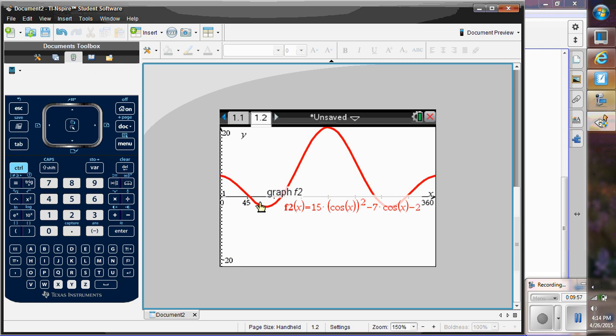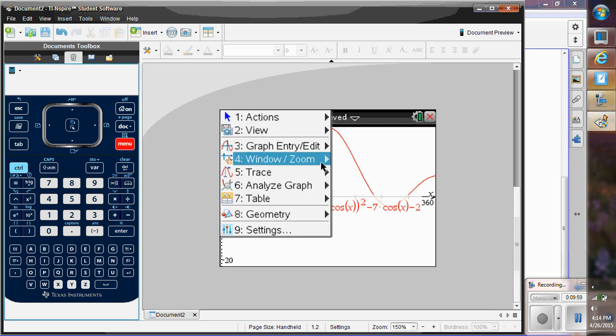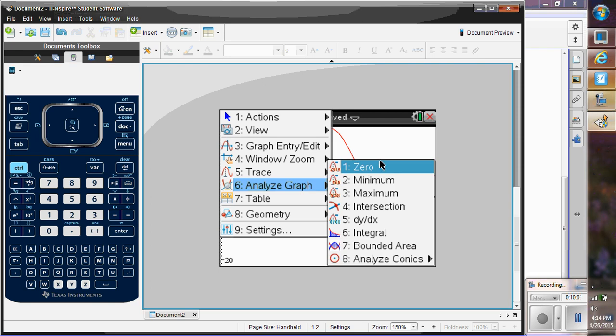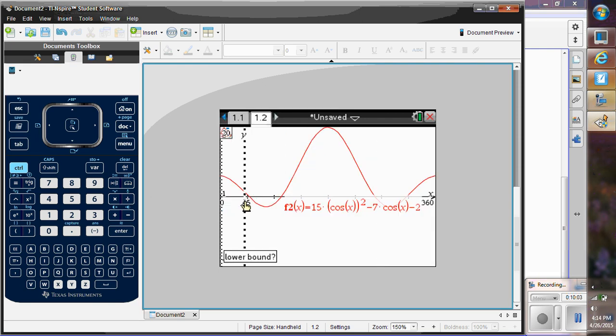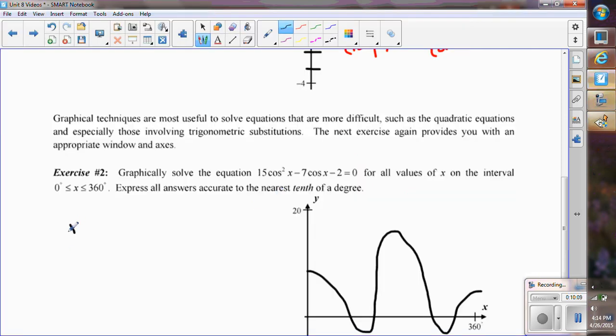And we're going to do this by doing the zero button, so analyze graph, zero. We go to left of the first one and then the right, and it tells us 48.2. It's already rounded for us. So the first one is 48.2 degrees.